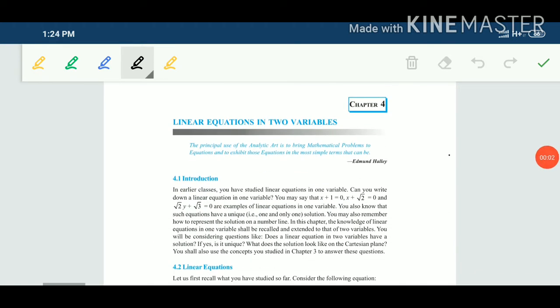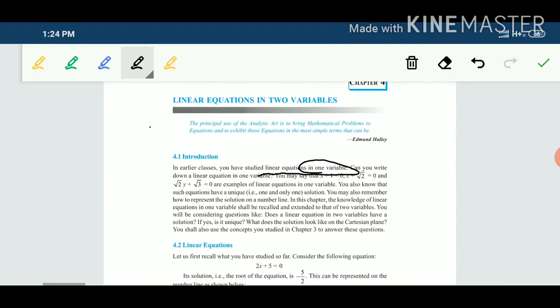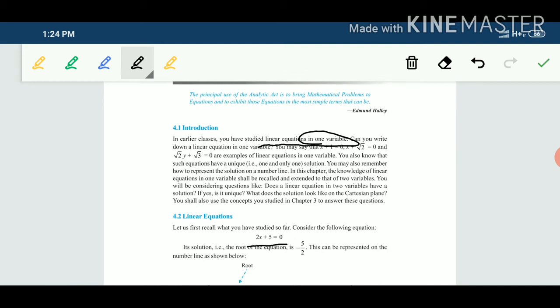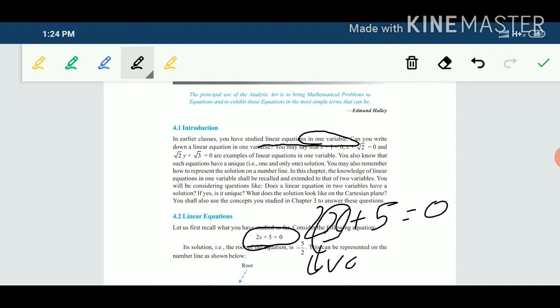In previous classes, we already discussed the linear equation in one variable. Some equations are given like 2x plus 5 is equals to 0. Here x is the variable, 2 and 5 are the constants. So here only one variable is given, so it is a linear equation in one variable.